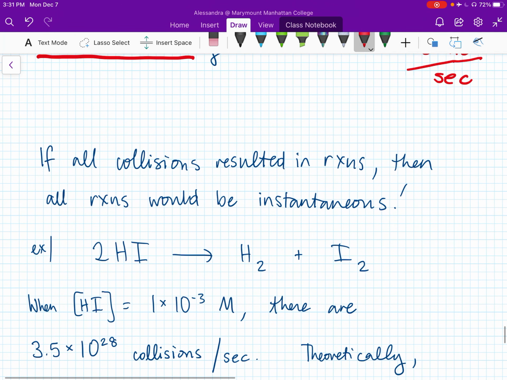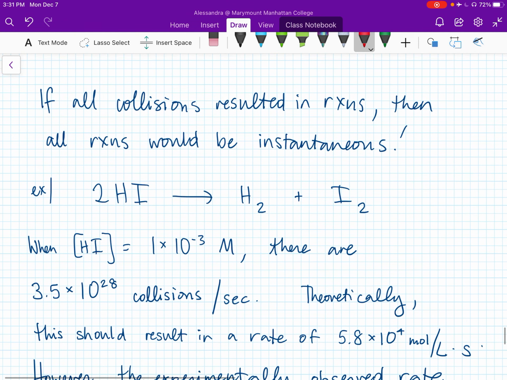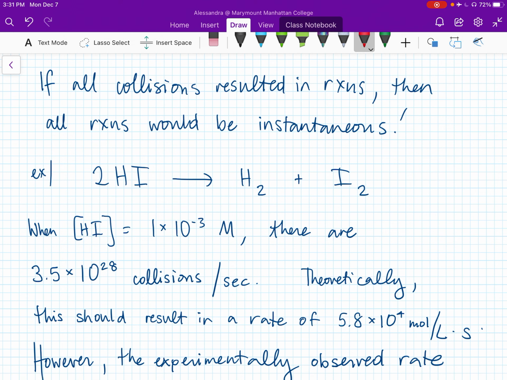If all collisions between molecules resulted in a chemical reaction, then all reactions would occur instantaneously. Let me give you an example. Let's take a reaction where HI decomposes to hydrogen and iodine. Okay, so 2HI goes to H2 plus I2. Let me give you some data for this reaction. When the concentration of HI is 1 times 10 to the minus 3 molar, there are 3.5 times 10 to the 28th collisions per second, okay? And this occurs at a certain temperature. Okay, this data pertains to some temperature.